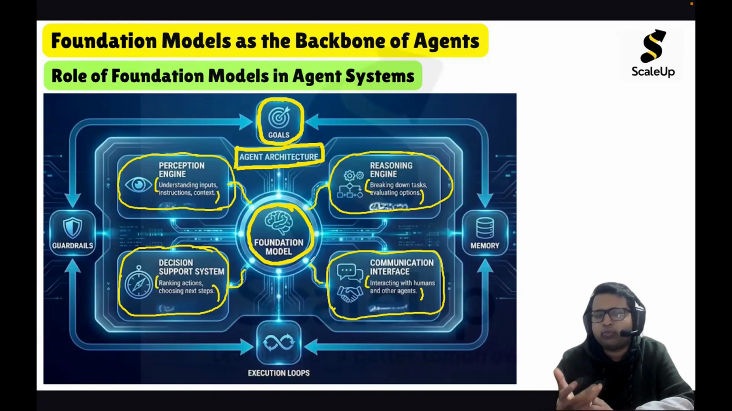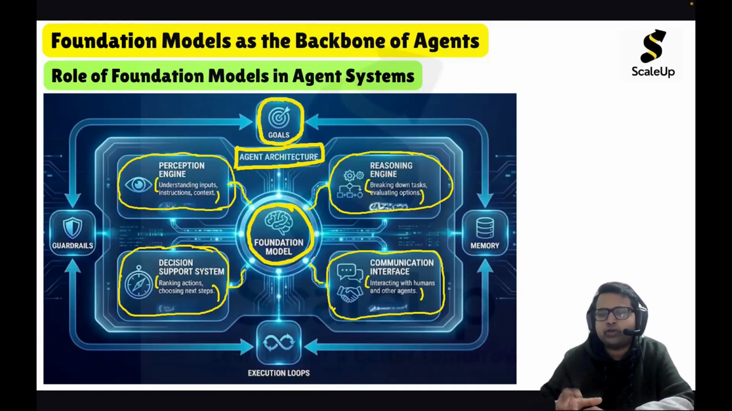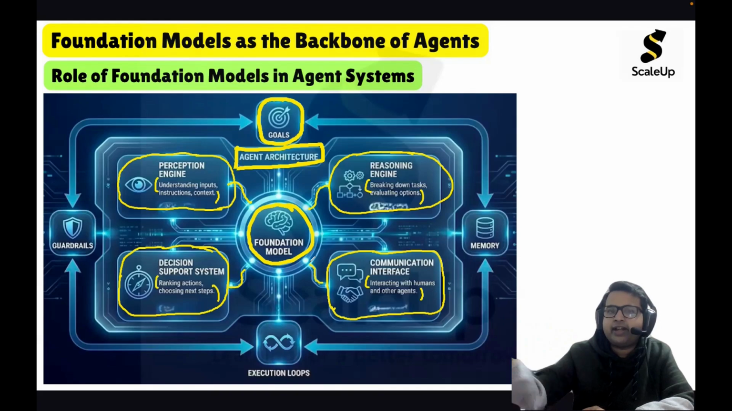The reasoning engine is all about planning, and that will make use of the foundation model. Once the proper context is given, the prompt is given to the foundation model, and it will make a plan. Then the decision support system will make use of the foundation model to validate the plan and choose next steps. And the communication interface also makes use of the foundation model. Let us suppose an agent wants to communicate with a database.